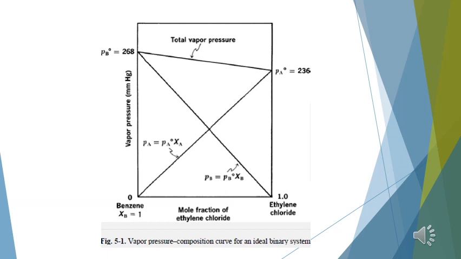So for example, when we have a mole fraction of ethylene chloride of 0.9, it means that I have 90% ethylene chloride and 10% of benzene. And according to the composition, the total vapor pressure of the system is changing. Like for 100% ethylene chloride, I do have a vapor pressure of 236. But now if I use a mixture of ethylene chloride with benzene in a percentage of 90% ethylene chloride, then the total vapor pressure is actually composed of the contribution of 90% of ethylene chloride and 10% benzene.